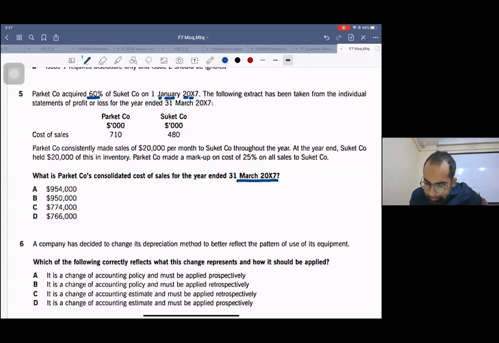Okay. Now, the following extract has been taken from the statement of profit and loss for the year ended. That means these are the complete year cost of sales of P company and the full year cost of sales of S company. Now when you do adding together for the income statement, we all know income statement is for the year, and in this year, P company belongs to us for the whole year, but the subsidiary company only for 3 months.